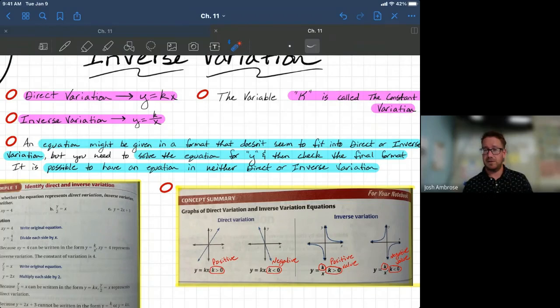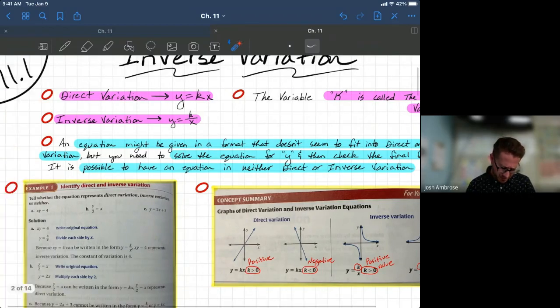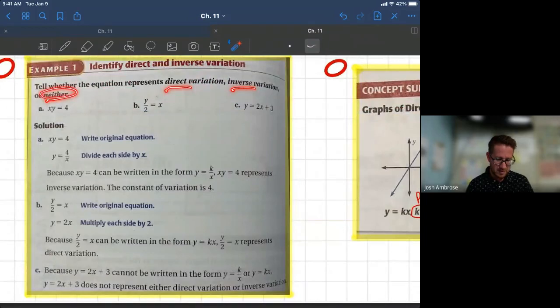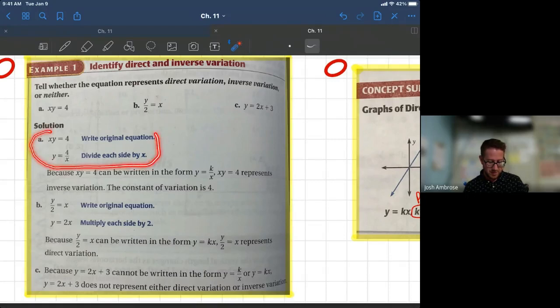And that is fine. If that is the case, then the answer just is neither or none. But be careful, all right? Look closely and make sure it is in y equals form, with y by itself, everything on the opposite side of the equal sign, and then look at that format. Okay, so here's what we're talking about. Tell whether the equation represents direct, inverse, or neither. So they give you three examples. Notice right here, x and y are together. We need to convert that. So for A, all you have to do is divide both sides by x. And that's what they've done right here so that y is isolated. It's by itself.